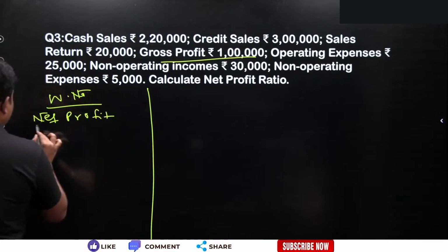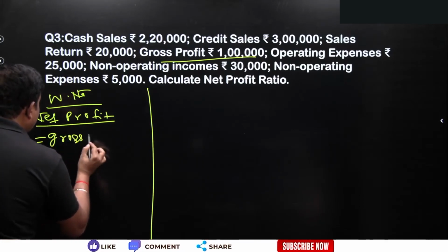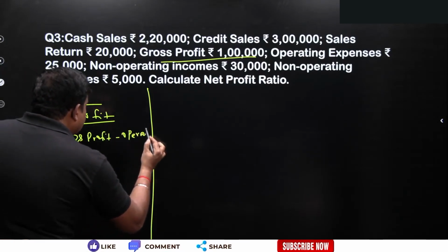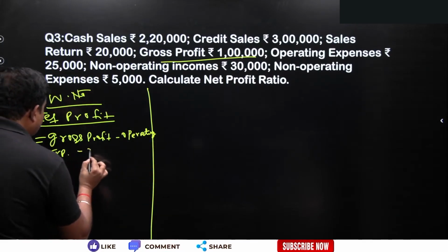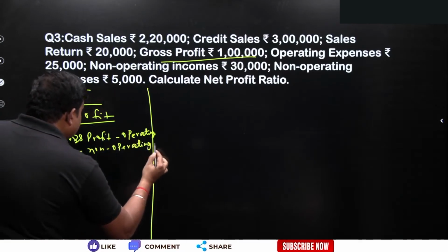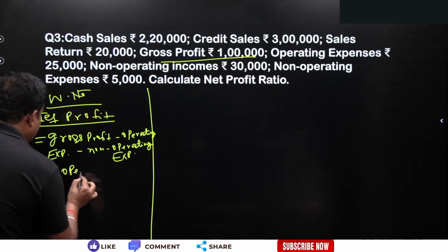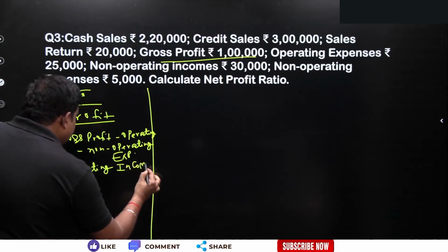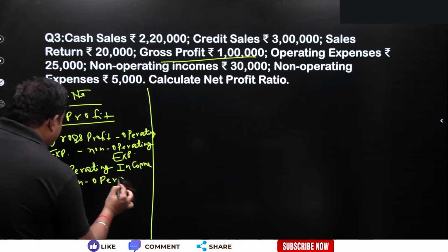So if you have gross profit and you need to calculate the net profit, the formula is gross profit minus operating expenses minus non-operating expenses plus non-operating income, if any.